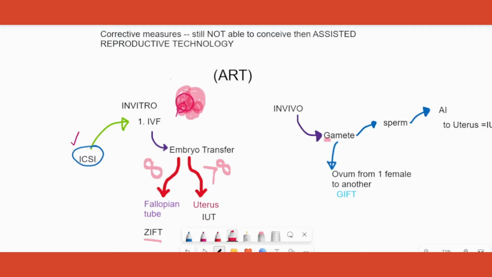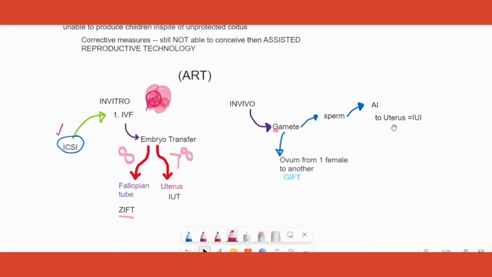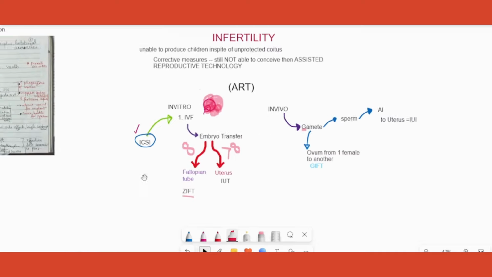Another option is to extract the sperm and then transfer it to the uterus or to the vagina. So sperm is taken out from the man and transferred into the vagina normally, and that is called artificial insemination. If this artificial insemination is done into the uterus directly, then we call that IUI. Alright, so this many expansions you should know. Definitely 2 marks will come from here.